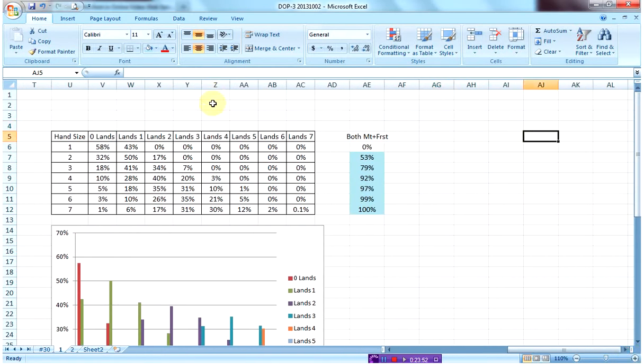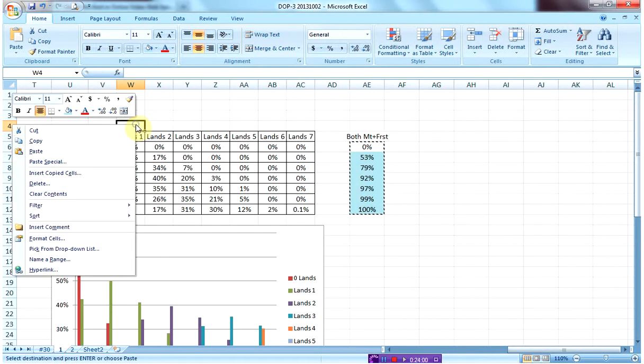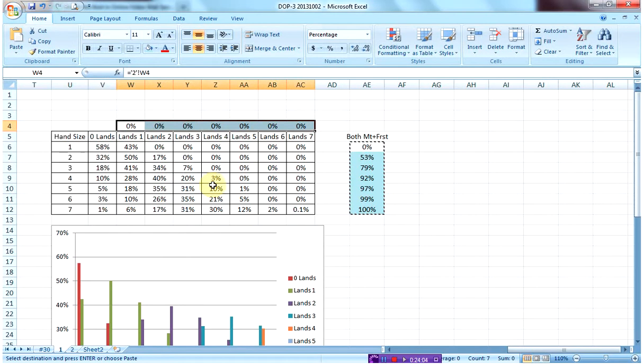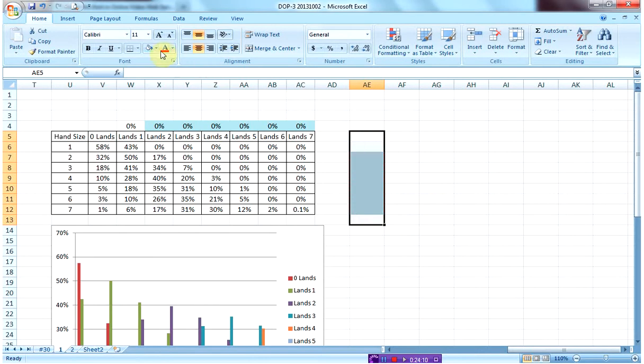And actually that's not quite what I want. What I want to do is copy this, come up here, paste special, transpose. And that didn't work the way I meant it to.